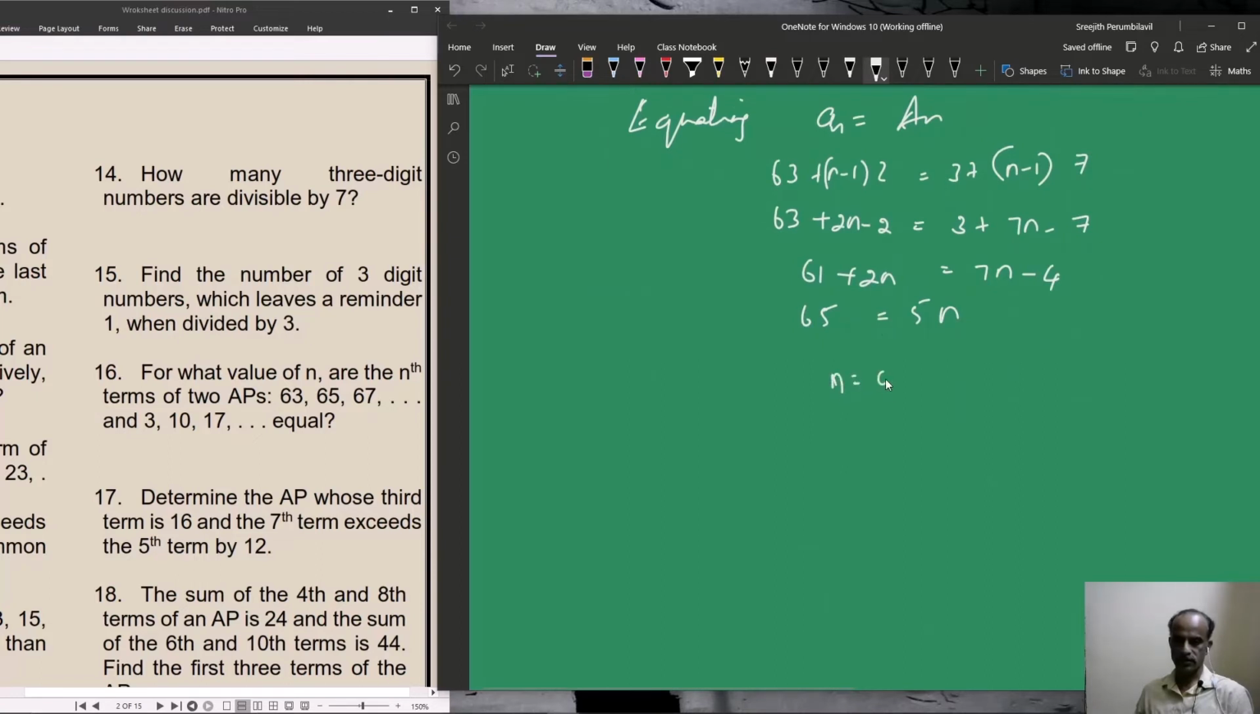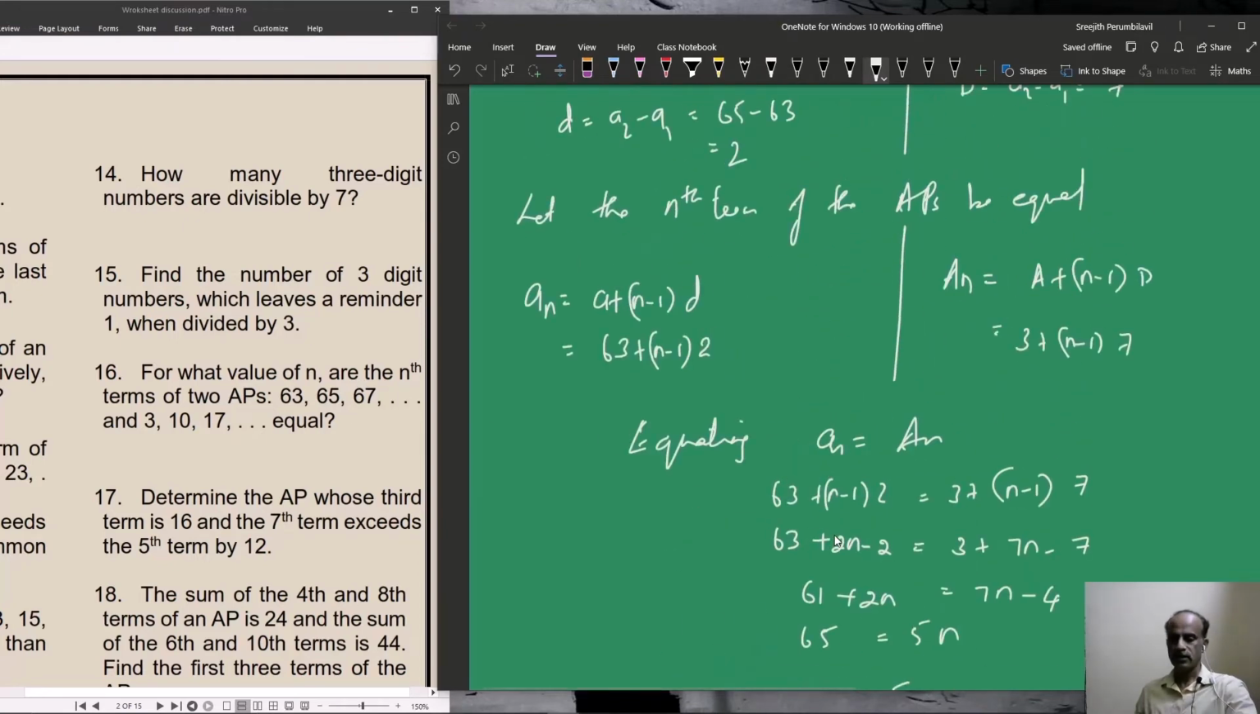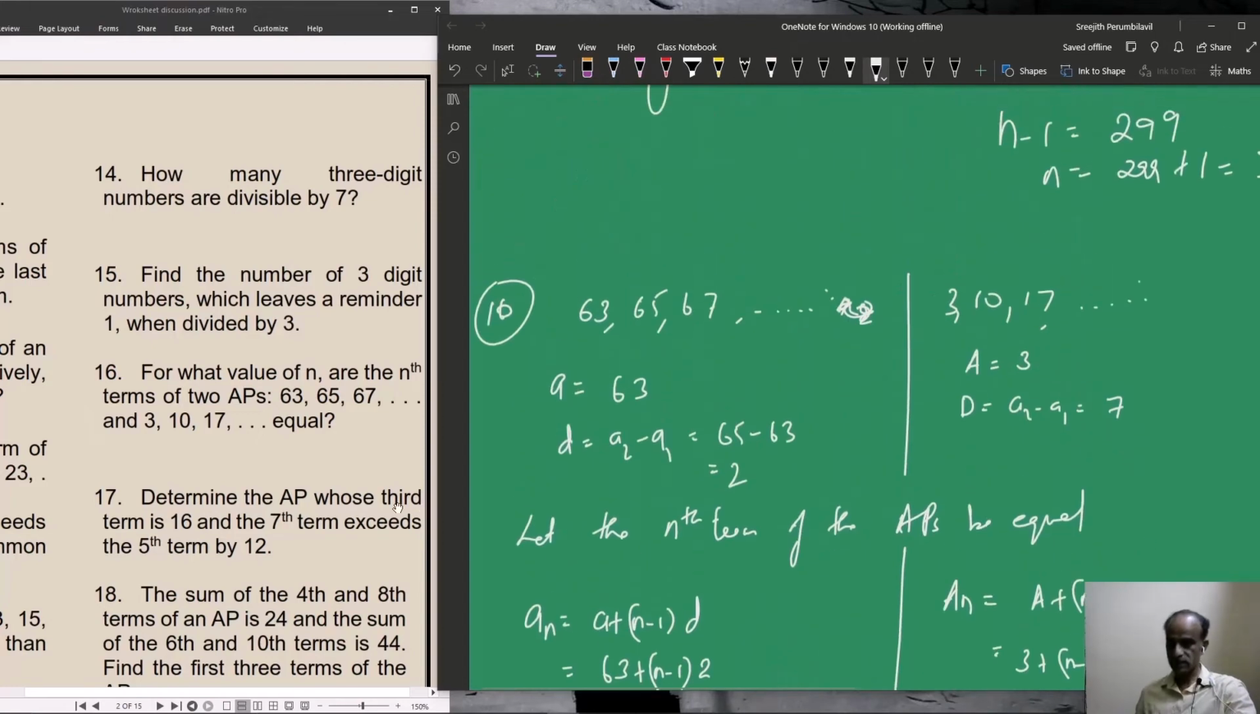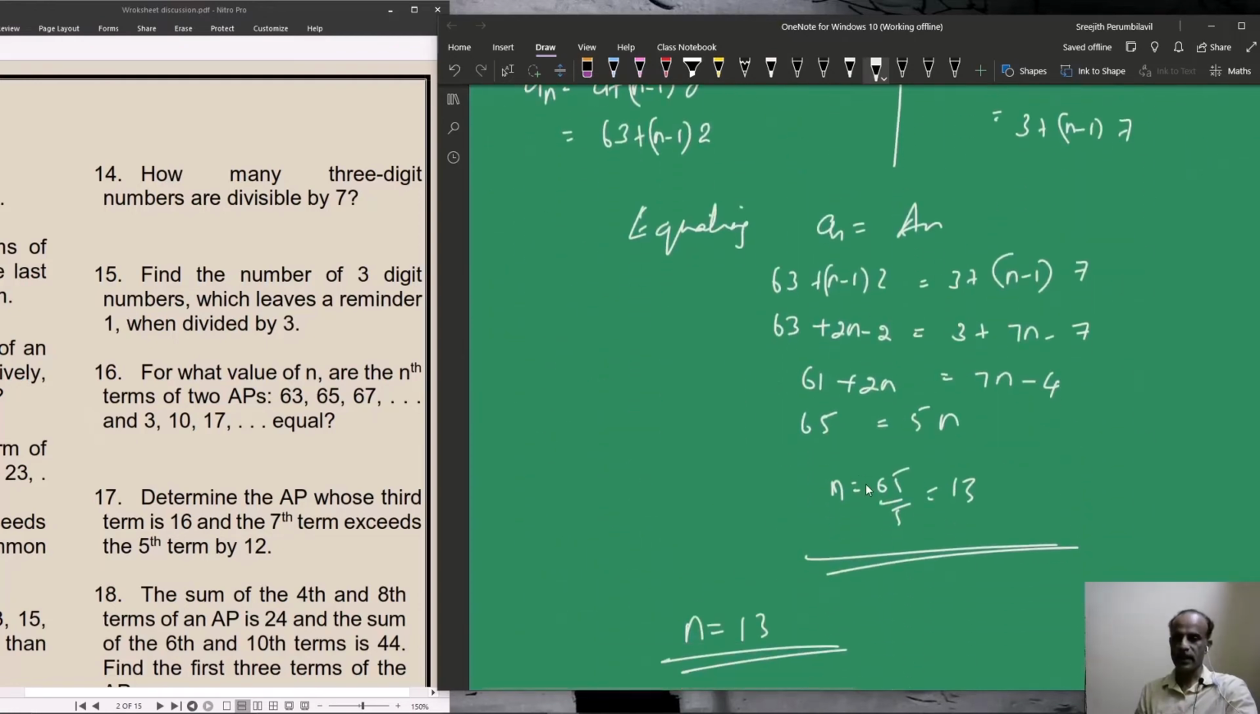N is equal to 65 by 5, that is 13. Therefore, for what value of n the nth terms are equal? The value of n is 13. Here the question is very simple, but it may be confusing. For what value of n are the nth terms equal? First find the nth term of the first AP, then find the nth term of the second AP, equate them and solve for n. We'll take one more question.